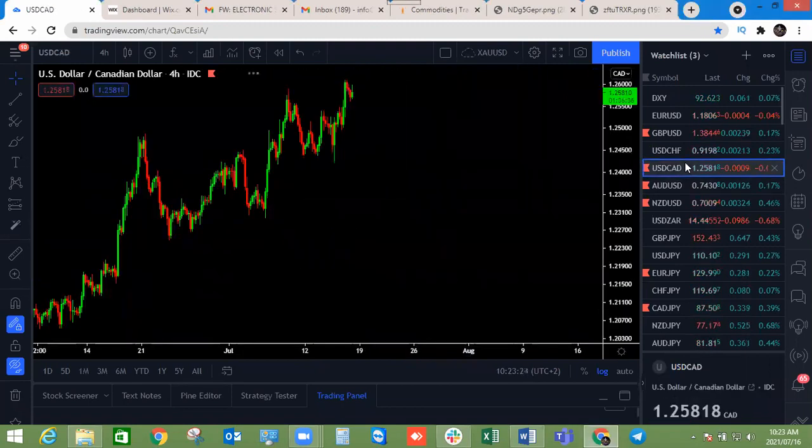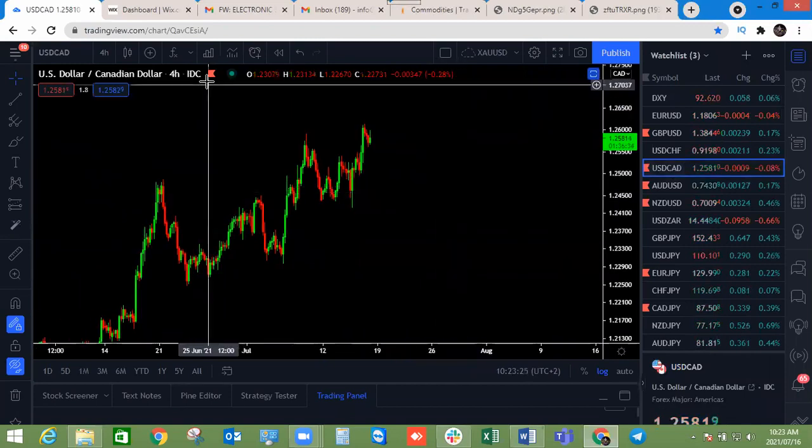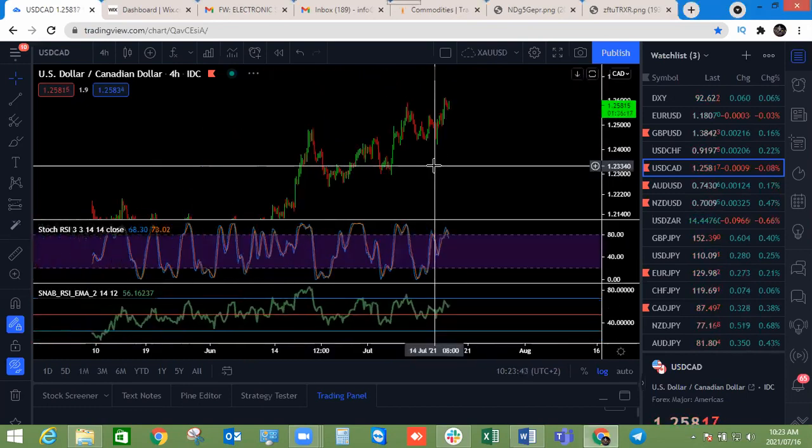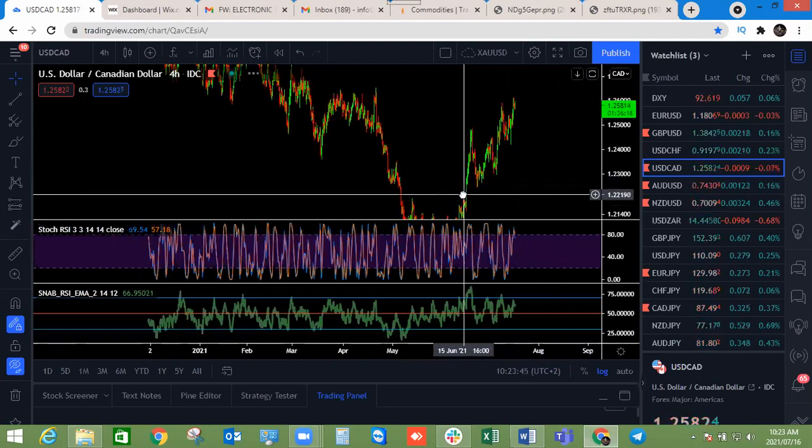US dollar CAD continues to push to the upside. From here, we saw the flag. This is another flag. We're still expecting continuation to the upside, especially when oil is going to continue pulling back for that correction. Expect US dollar CAD to continue pushing to the upside because CAD is going to be weak. It's going to be weak for some time.